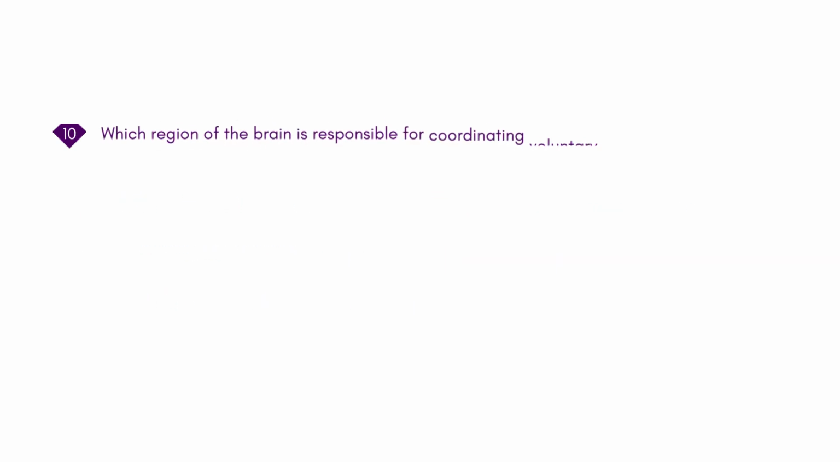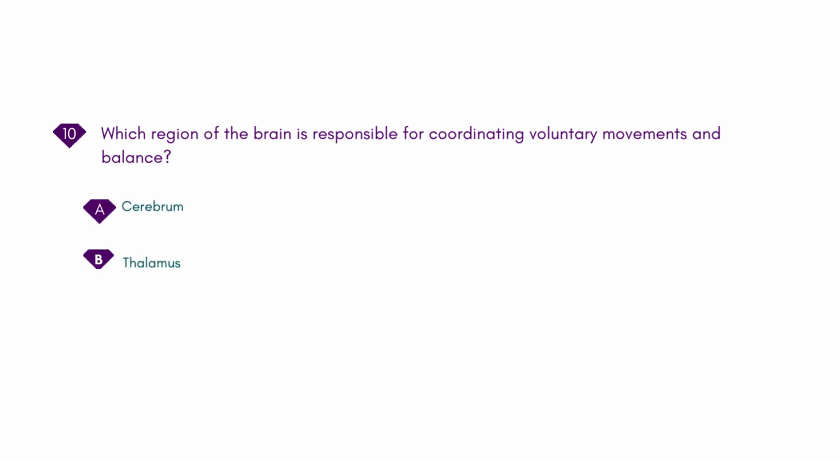Which region of the brain is responsible for coordinating voluntary movements and balance? A. Cerebrum. B. Thalamus. C. Cerebellum. D. Brainstem. Answer: C. Cerebellum.